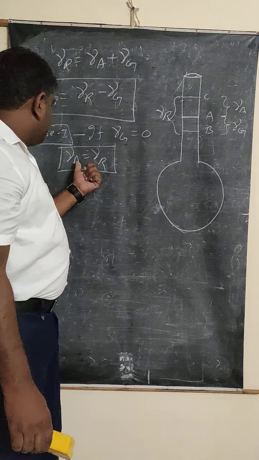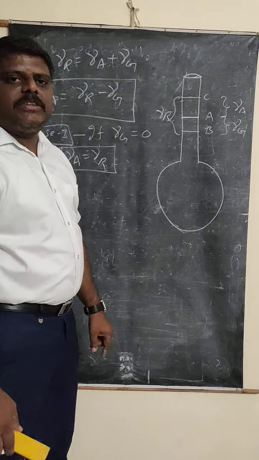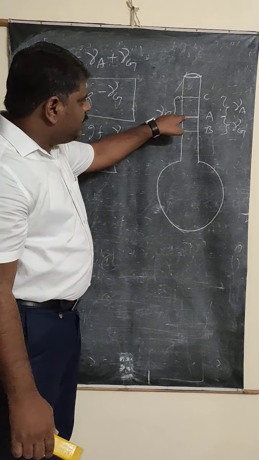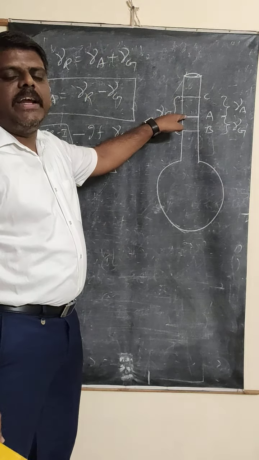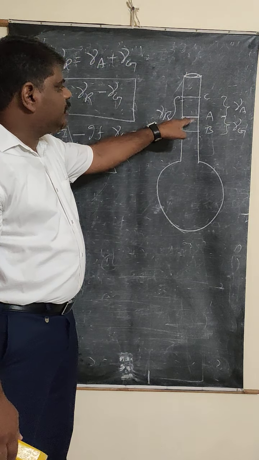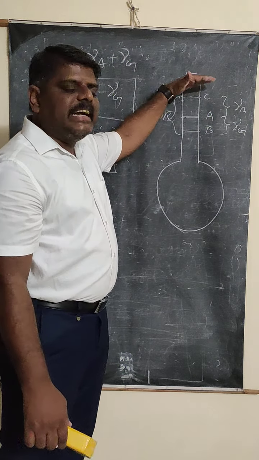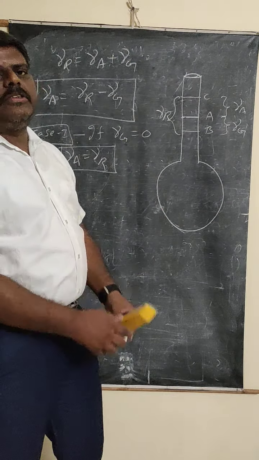And what is gamma a? Gamma a is equal to gamma r. Gamma r is at the same point and gamma a is also at the same point. That means at this point you are taking the liquid, and at this point the liquid is there after heating also. That means gamma r is equal to gamma a, so the liquid level neither increases nor decreases. This is the condition you have to remember.